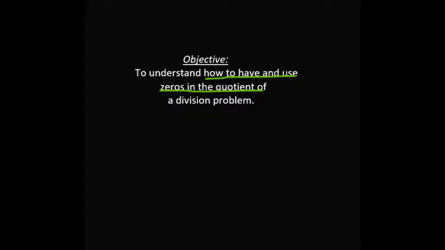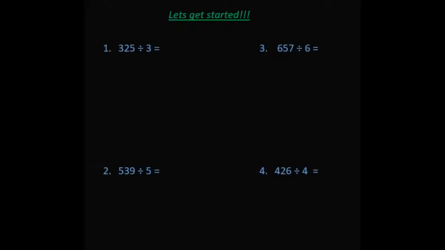Okay, so now let's get started. I have 4 problems on this page, and we're going to work through all of them together. So we have 325 divided by 3. We're going to put the 3 here, and then the vertical form of division, 325 over here. Okay, whoops, I don't know why I drew that line there. Now we can start dividing.